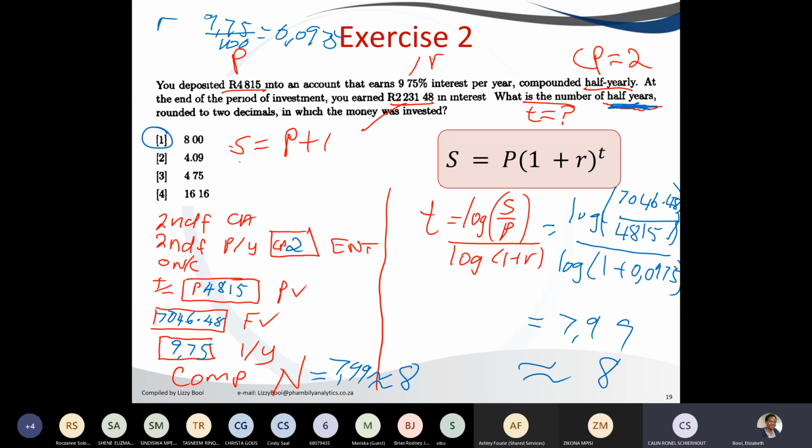Do you know how to use the log on your calculator? There is the log. So once you have calculated what is underneath the bracket, within the bracket, it's 7046 divided by 4815. Oh, wait, sorry.